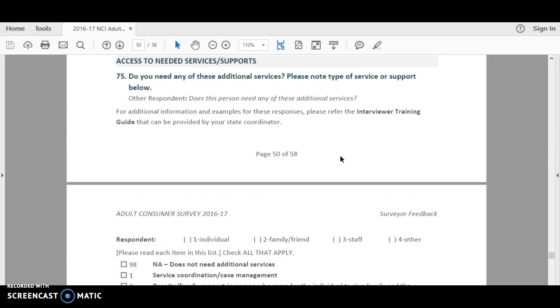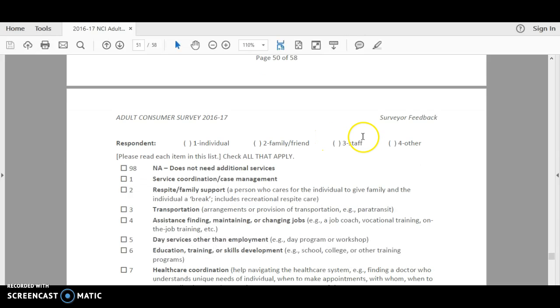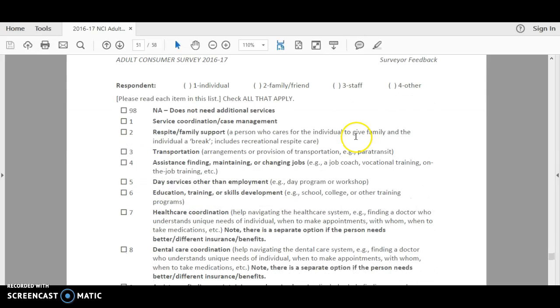We asked questions about access to needed services. As I mentioned in the background information video, these questions about possible additional service needs line up to that question in the background information section. This question, I want to note, is going to take you a little while to get through. We want you to read through each of these response options and ask if the person needs the service or needs additional services and supports around any of these issues.